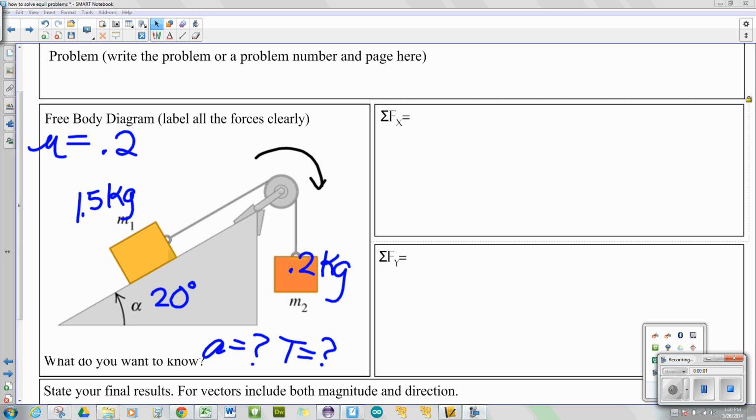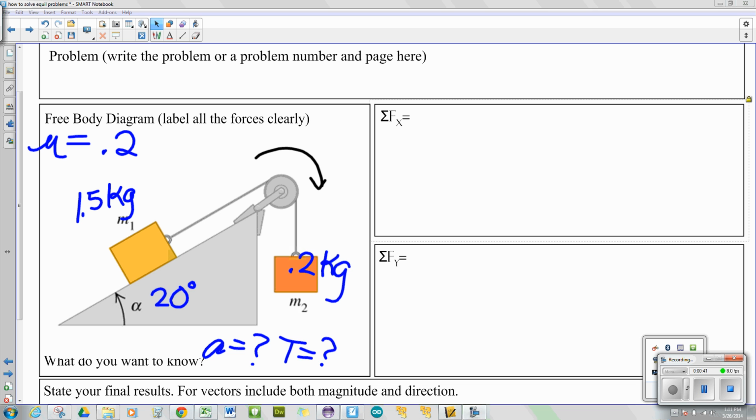Equilibrium problem that has a block sliding on an incline at an angle of 20 degrees with a mass of 1.5 kilograms and a hanging block over a pulley, which is frictionless, and a massless, stretchless string. The mass is 0.2 kilograms, hanging straight down, not rubbing against the side, so there is no friction. The coefficient of friction in the situation is 0.2 between the sliding block and the board, and I would like to solve for acceleration and tension.